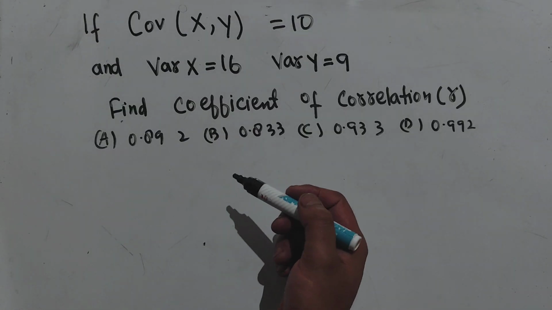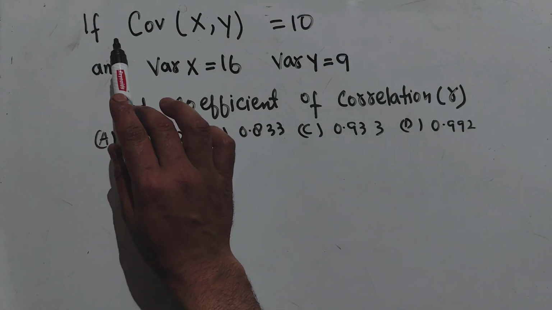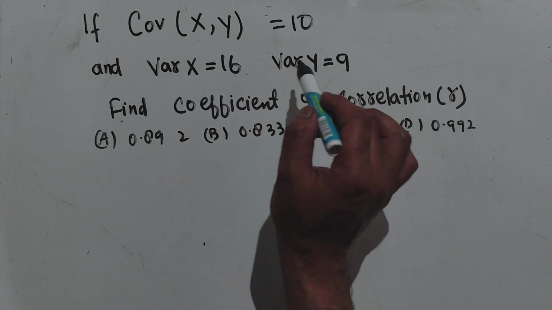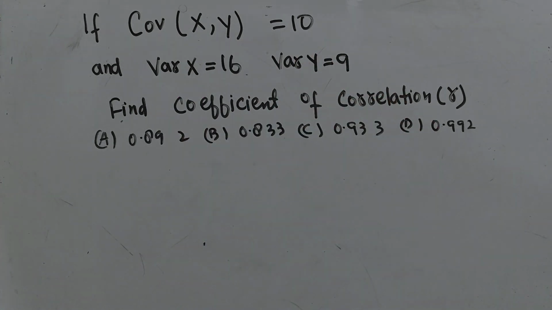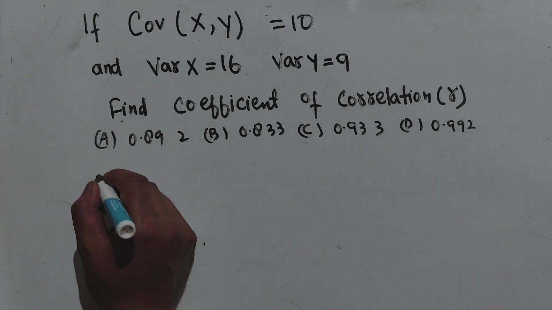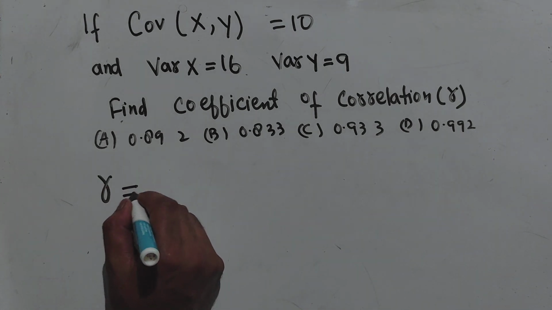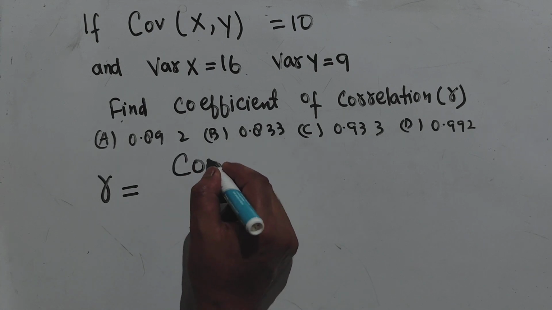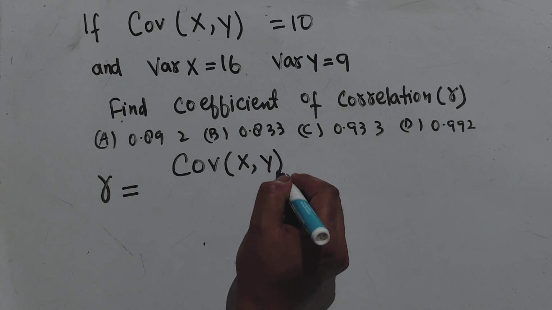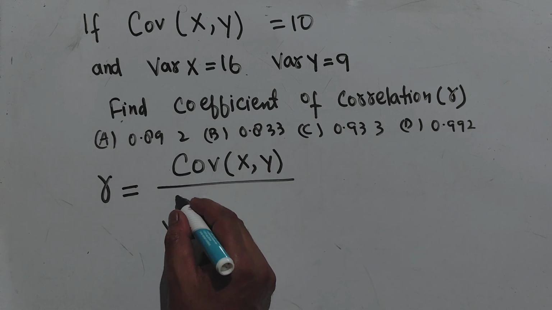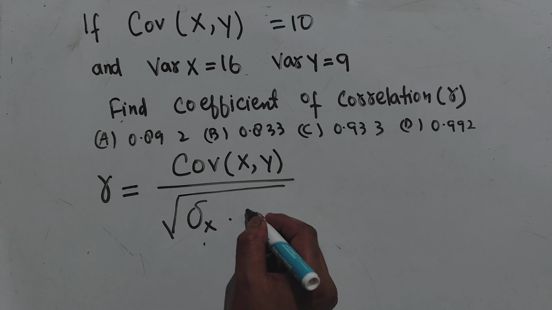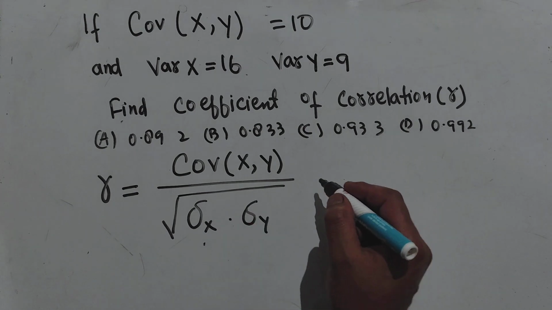The question is to find out the correlation coefficient. If covariance of two variables x and y is equal to 10, variance of x is 16, variance of y is 9, find the coefficient of correlation. Options are being given, we need to find out the correct option. So correlation coefficient is being given by the covariance of x and y upon under root of variance of x times variance of y.